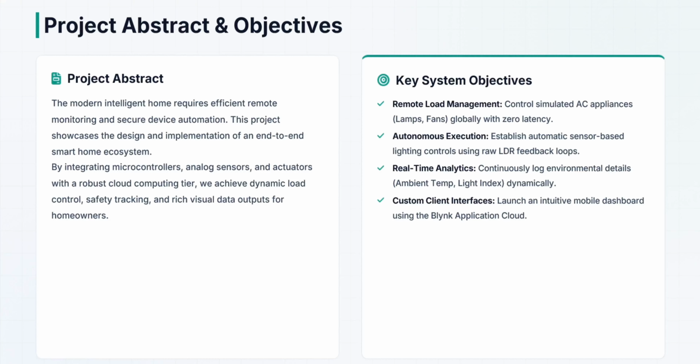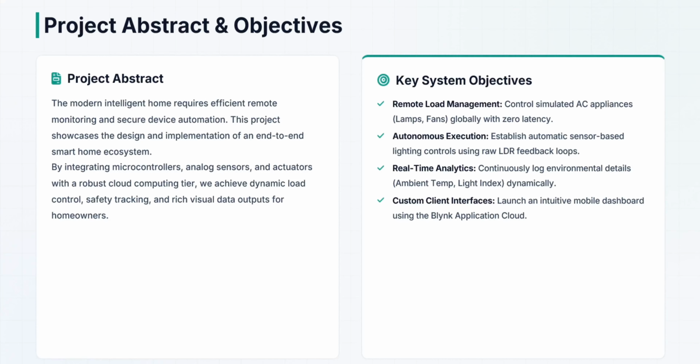To do this, I established four primary objectives. First, to engineer a reliable remote control mechanism for high voltage AC appliances using relay logic. Second, to implement autonomous local decision making, such as turning on light fixtures using a photoresistor, which means LDR, when natural light fades.